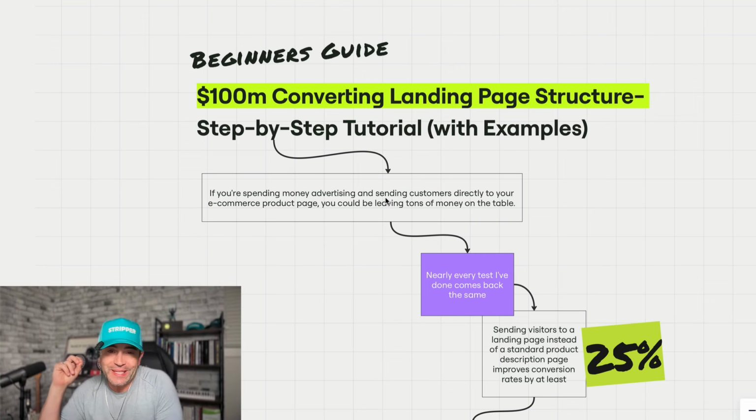a $100 million converting landing page structure. And I'm going to give you step-by-step instructions with an example. I'm going to use a brand called Javi who make an amazing D2C coffee so that you fully understand what you need to do, what elements you need to have on your page so that you can be successful.